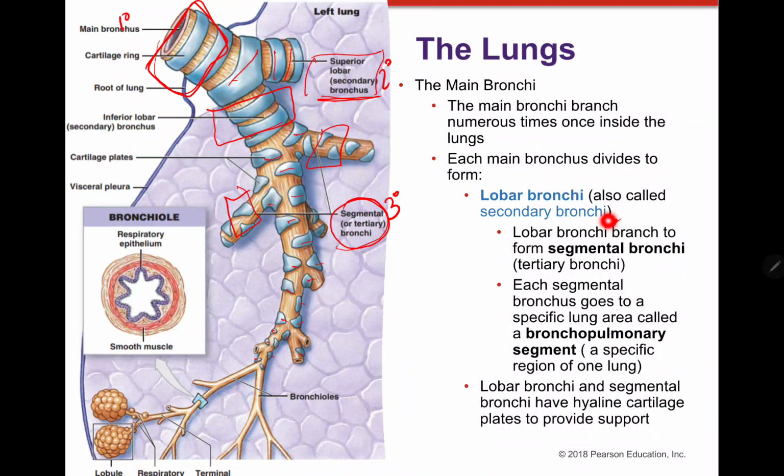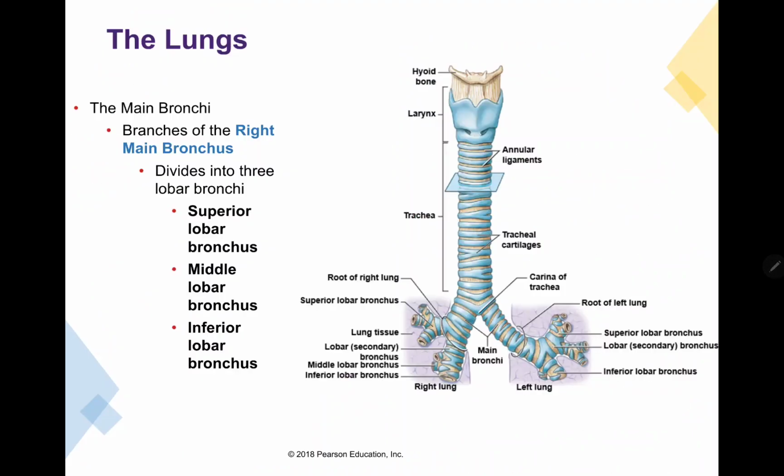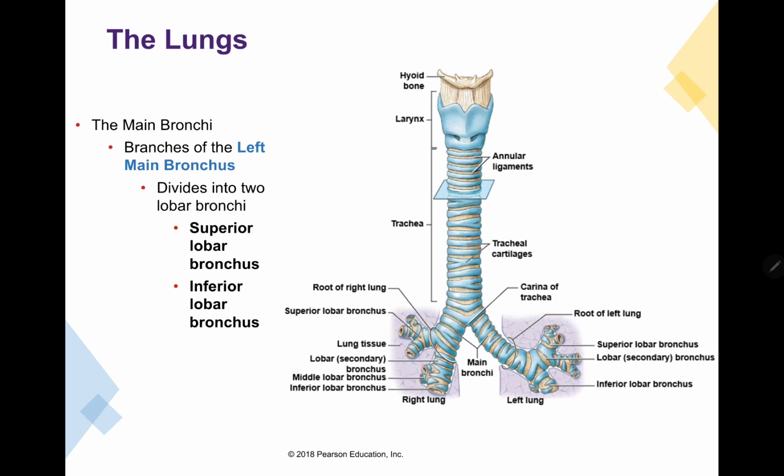Now looking at the main bronchus, specifically the right lung, the right main bronchus divides into 3 lobar bronchi. We're going to have the superior lobar bronchus, the middle lobar bronchus, and the inferior lobar bronchus. Whereas the left main bronchus divides into the superior lobar bronchus and the inferior. Remember, they have 2 lobes in the left lung.